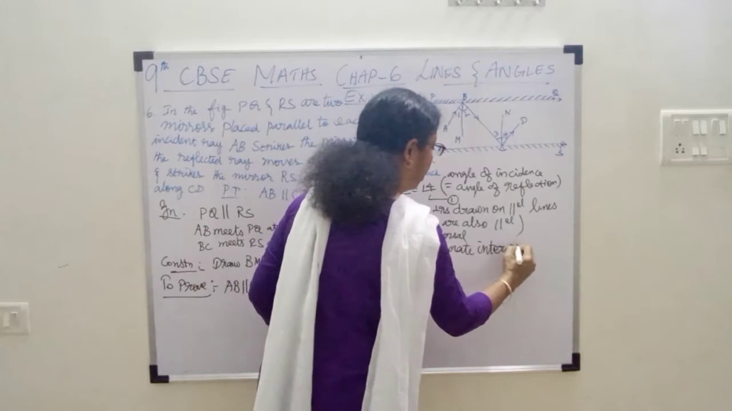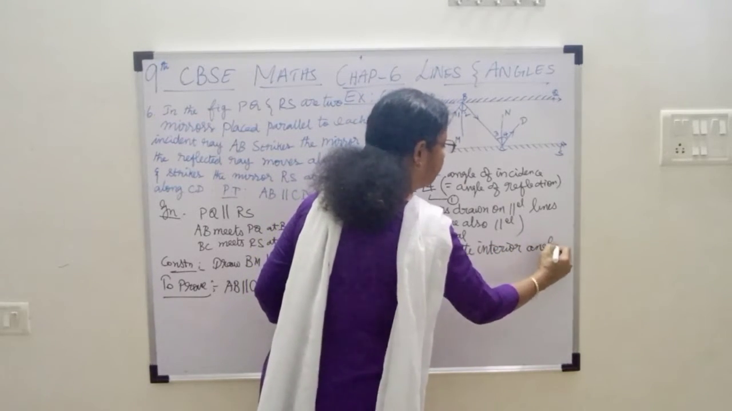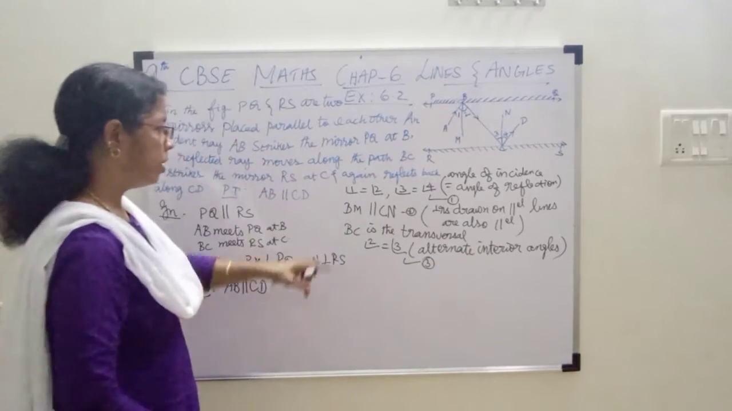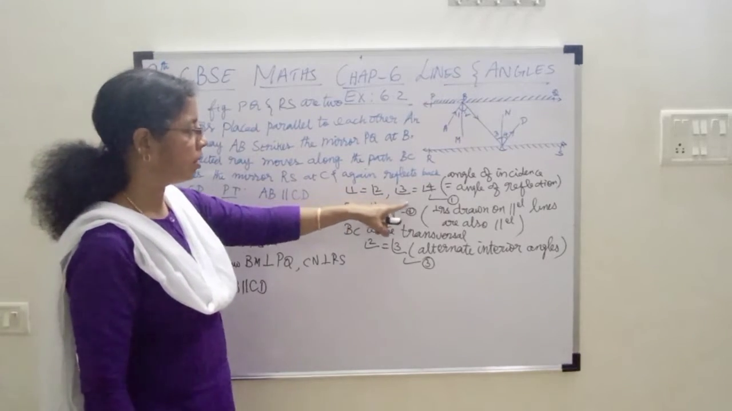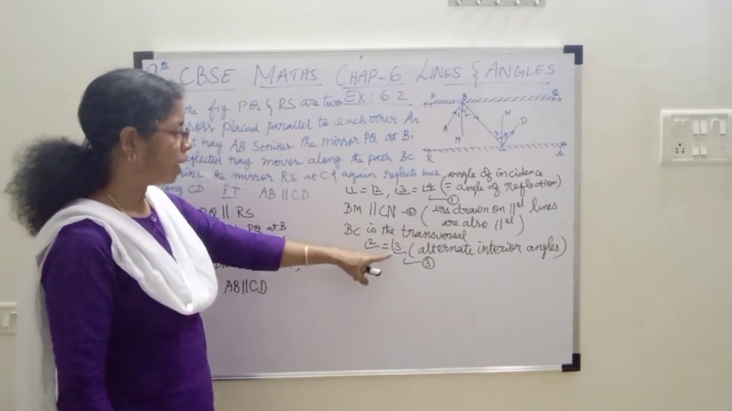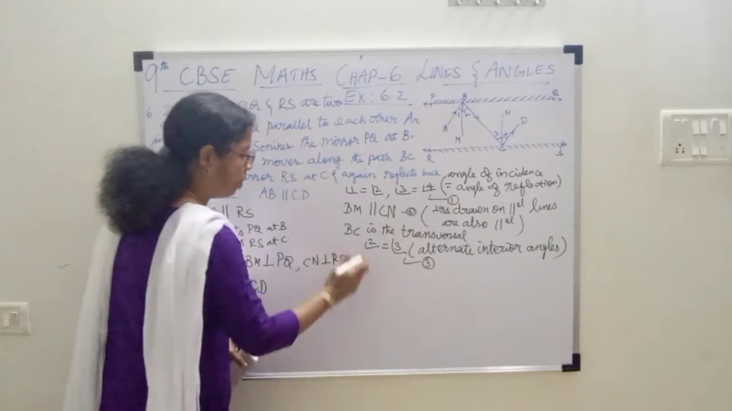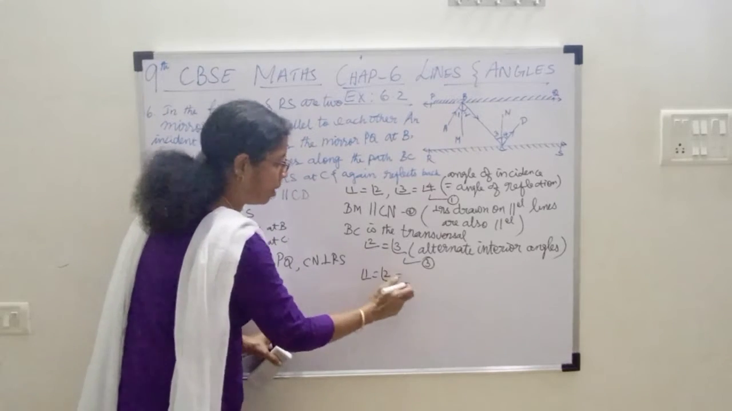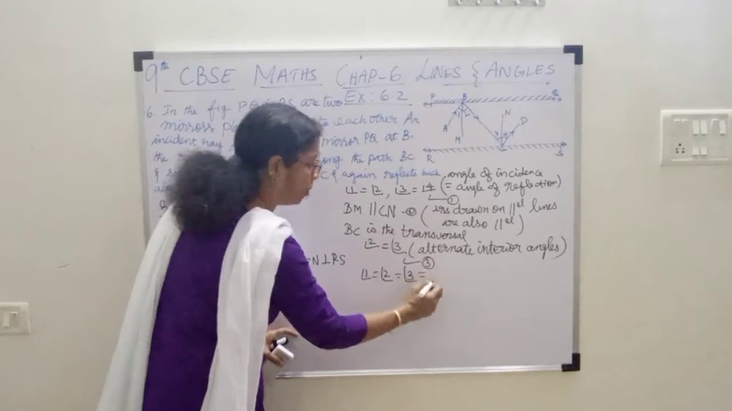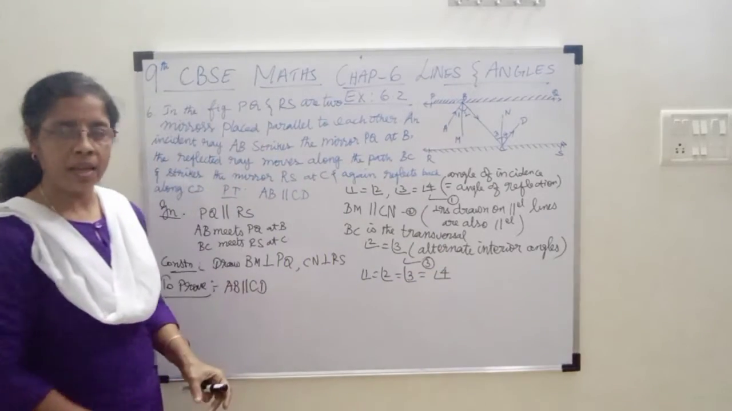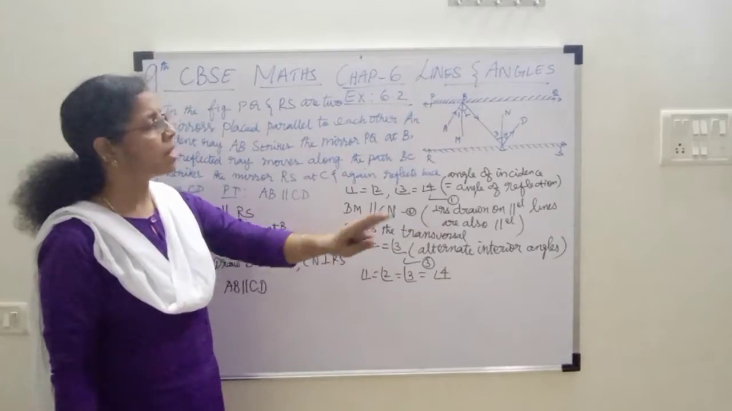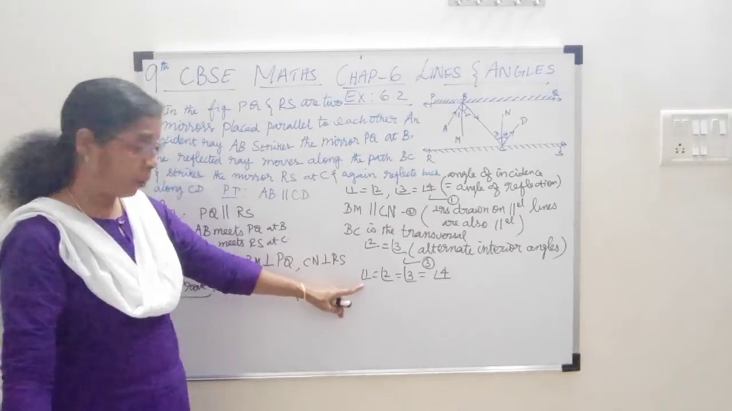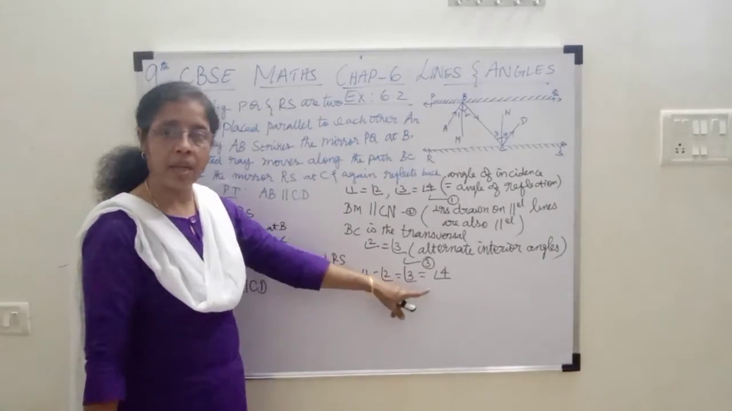Alternate interior angles. Already, this is equation 3. Already we have angle 1 equal to angle 2, angle 3 equal to angle 4. Now we got angle 2 and angle 3 are equal. So angle 1 equals angle 2, isn't it? Angle 2 is equal to angle 3, but angle 3 is equal to angle 4. So all the angles are equal now, isn't it? Now we have angle 1 equal to angle 2, angle 3 equal to angle 4.